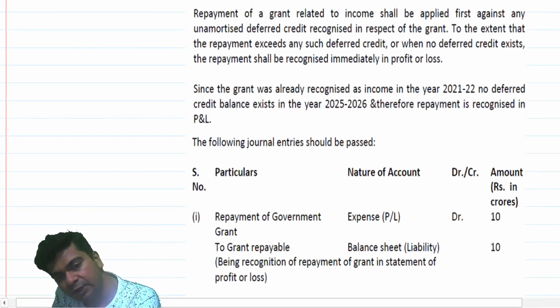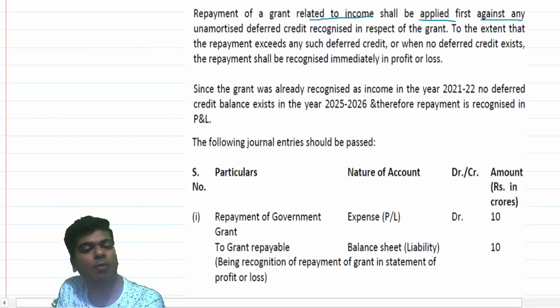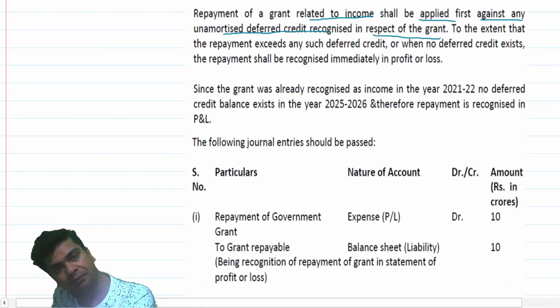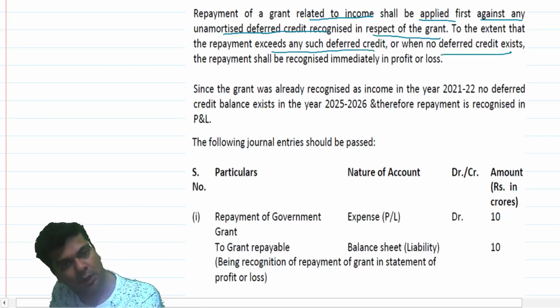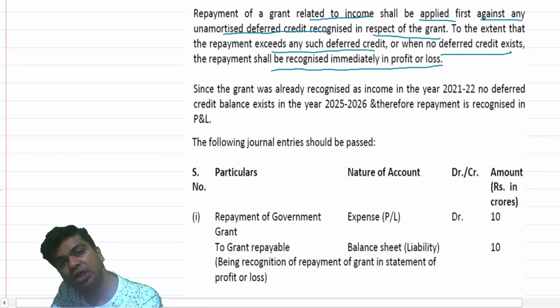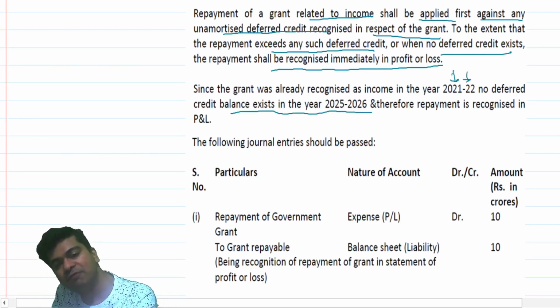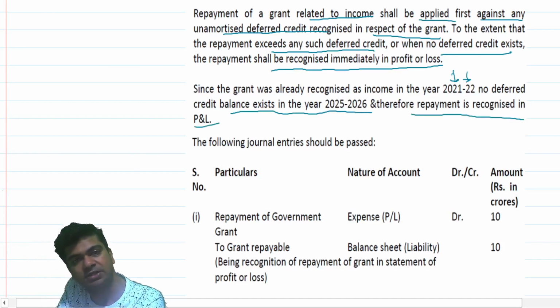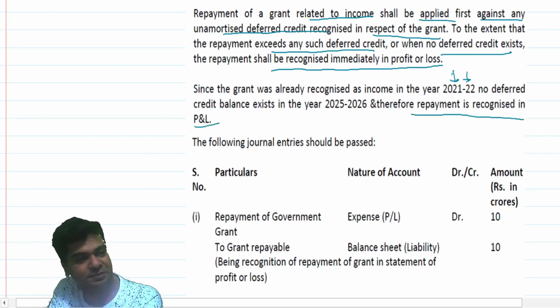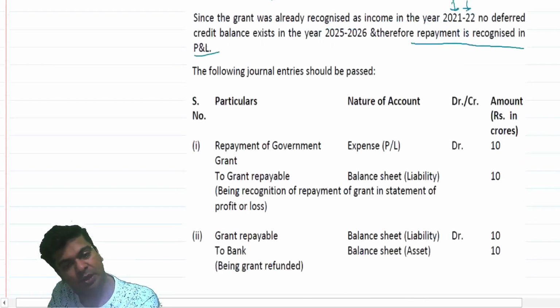Repayment of a grant related to income shall be applied first against any unamortized deferred credit recognized in respect of the grant. That's the description of what we had seen earlier. To the extent the repayment exceeds the deferred credit or when no deferred credit exists, our case falls over here. No deferred credit exists. The repayment shall be recognized immediately in profit or loss. Since the grant was already recognized as income in 2021-22, no deferred credit balance exists in the year 2025-26, and therefore repayment is recognized in profit and loss. What shall be your accounting entries?